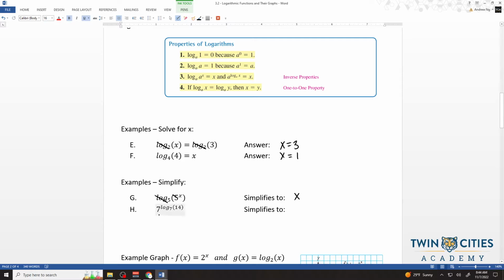And what about here? 7 to the log base 7 of 14. This again looks like my inverse property, except it's this one over here, a to the log base a of x equals x. So the a and the log base a, 7 and the log base 7, those will undo each other, leaving just whatever was this x here, in this case, 14. Okay. Well, that's how we're going to use some of these properties to solve for x as well as to simplify. Let's next take a look at some graphs.